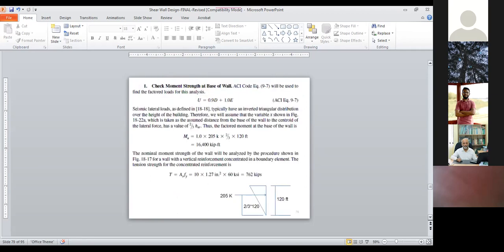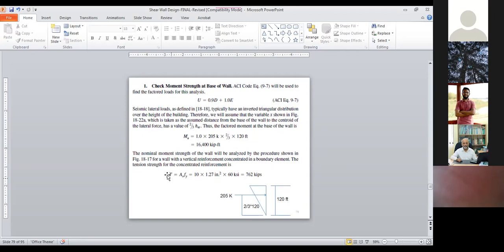So check for moment strength at the base of the wall. If we consider the triangular distribution for assumption, we will have that 205 horizontal load will act over the 2/3 height. You know it. So your moment will be 16,400 kip feet. I think you can easily get it from just a simple triangular distribution.